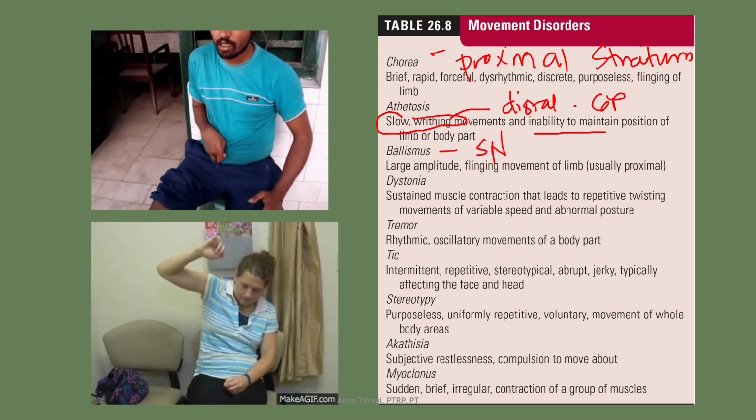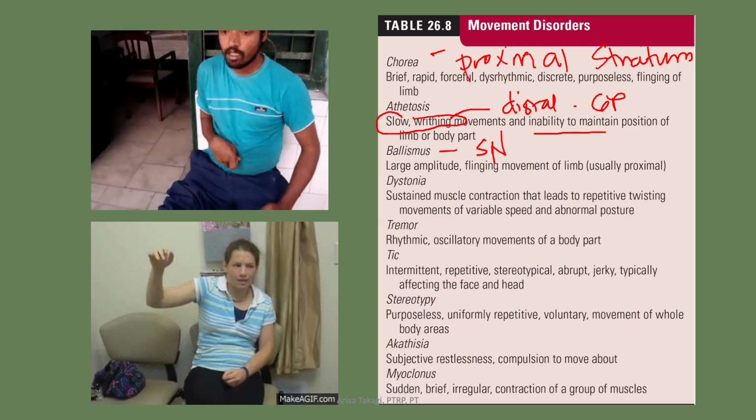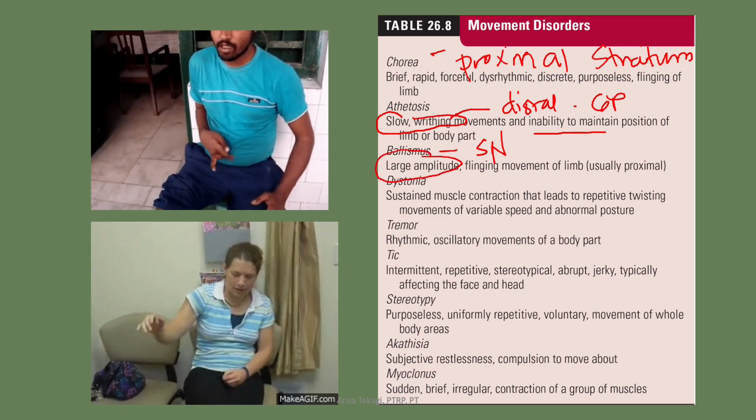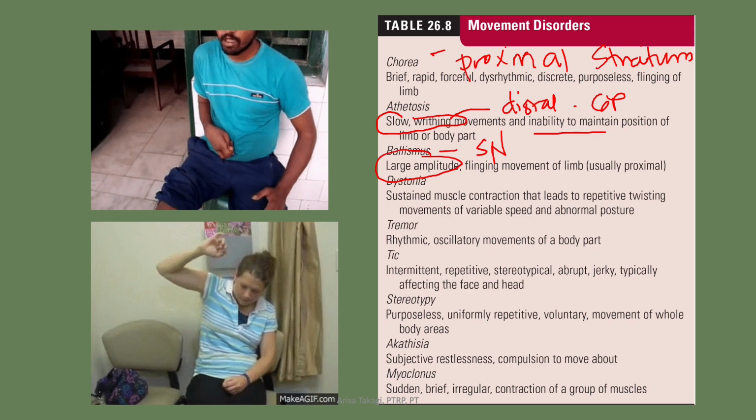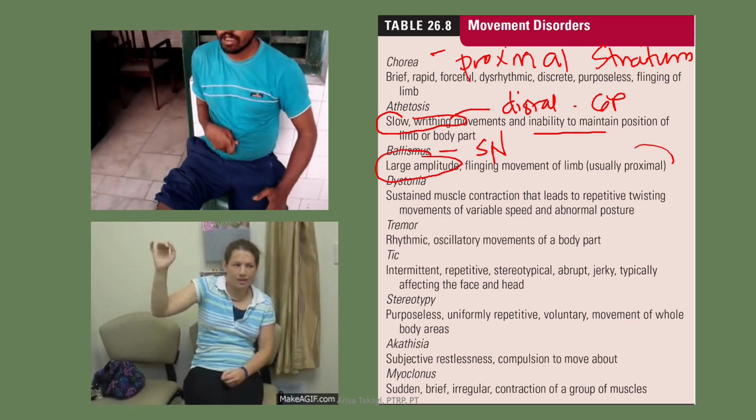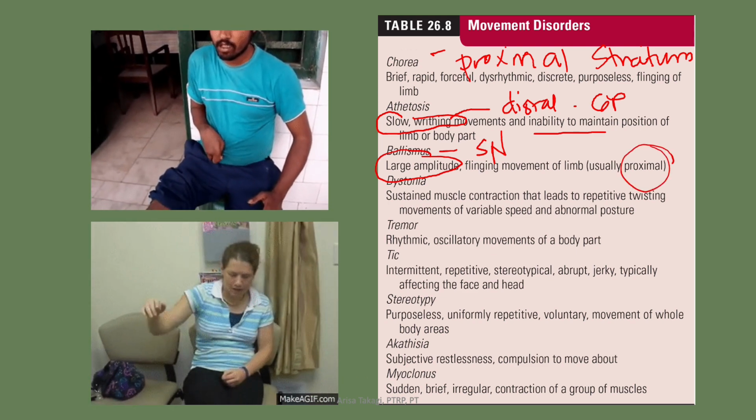Balismus or hemibalismus. This affects your subthalamic nucleus. This is large. Yun yung alalahanin nyo. Large amplitude flinging movement of limb. This one is usually proximal. Same sila ni chorea.